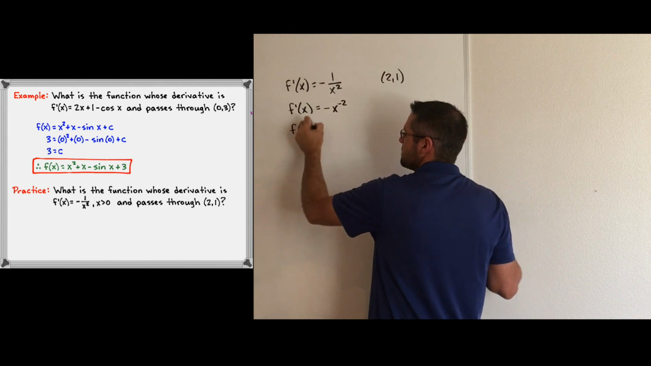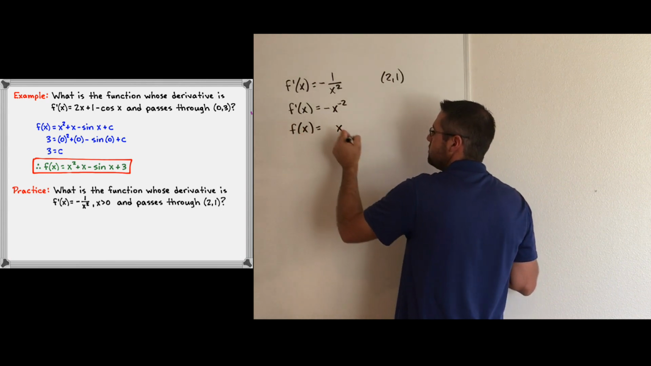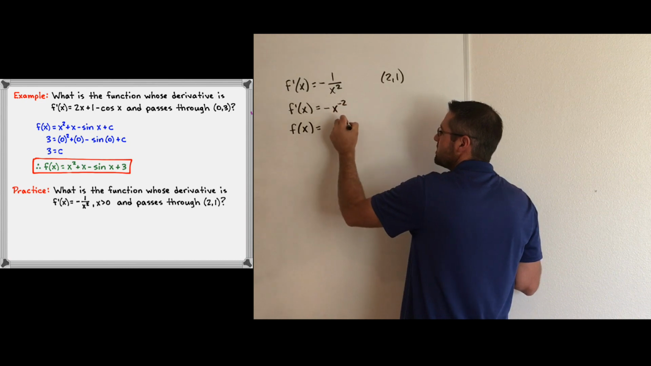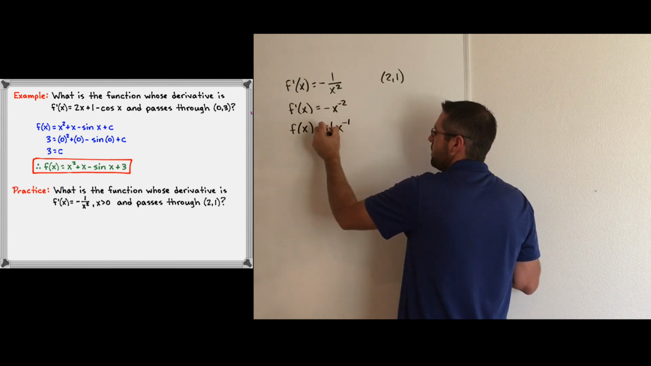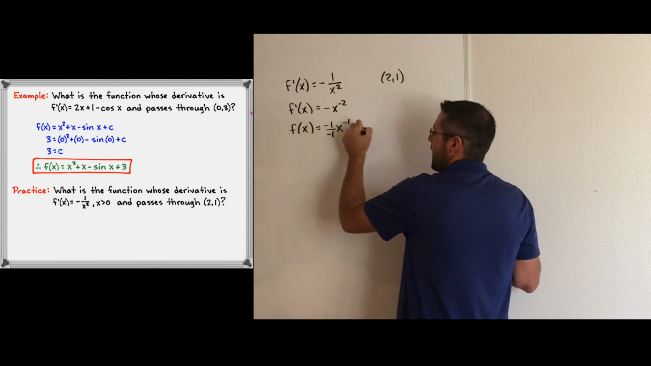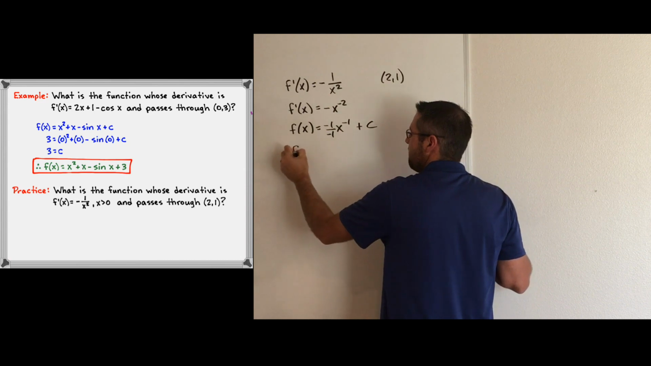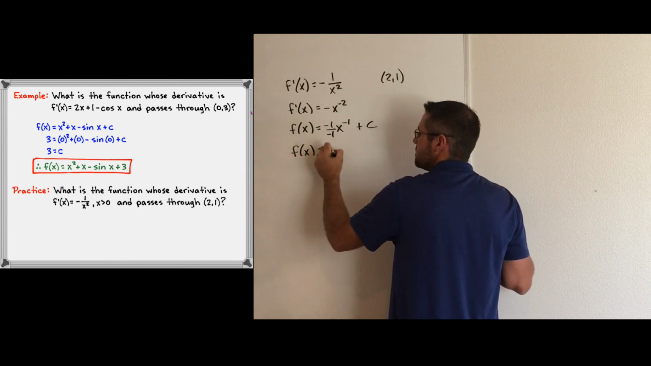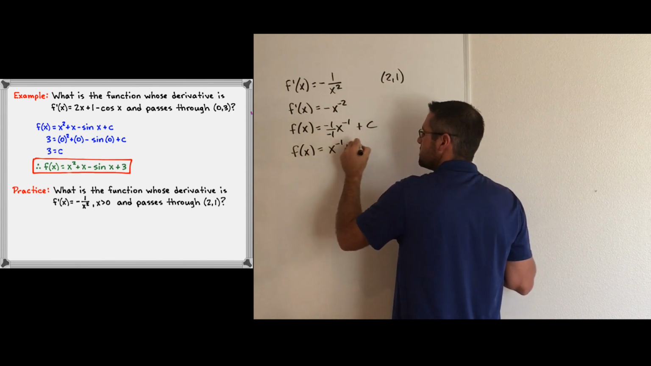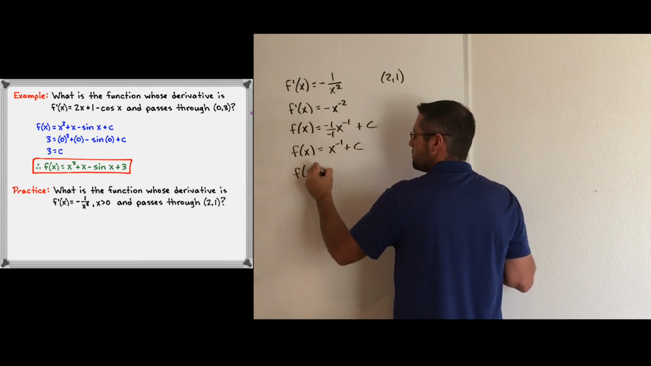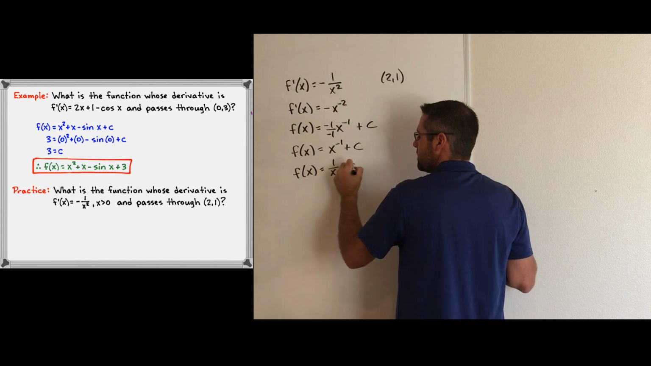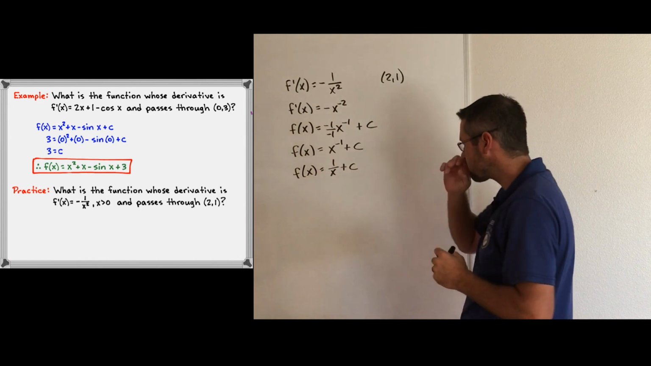So f of x is equal to x to the, we have to add 1 to the exponent, so that's x to the negative 1. We take our coefficient, which is negative 1, and divide it by our new exponent, which is negative 1. And then we'll add c at the end. So we end up with f of x is equal to x to the negative first plus c, or f of x is equal to 1 over x plus c as an answer there.